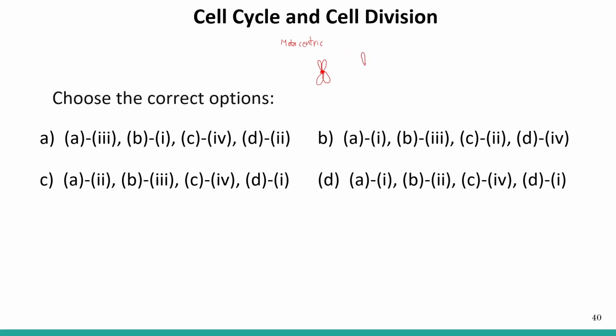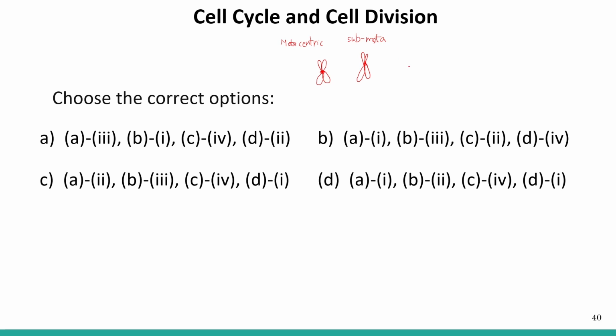Here the centromere is present just near the center, or you can say just above the center. This is known as submetacentric. Submetacentric. And then we have acrocentric.